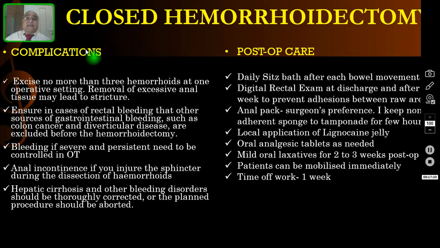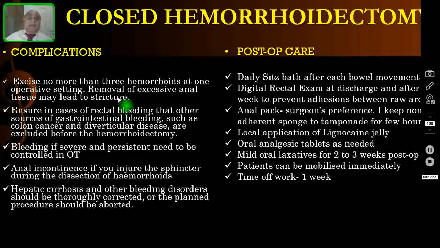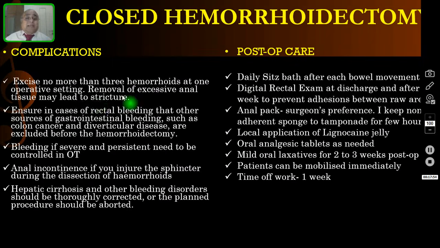The complications and post-op care for hemorrhoidectomy. The complications are the following. Number one is stricture or stenosis. You shouldn't excise more than 3 hemorrhoids at one operative setting. Removal of excessive anal tissue may lead to stricture. So I've told you already, there should be enough skin bridges in between. If there are not enough skin bridges in between, the patient will go for anal stenosis or anal stricture.